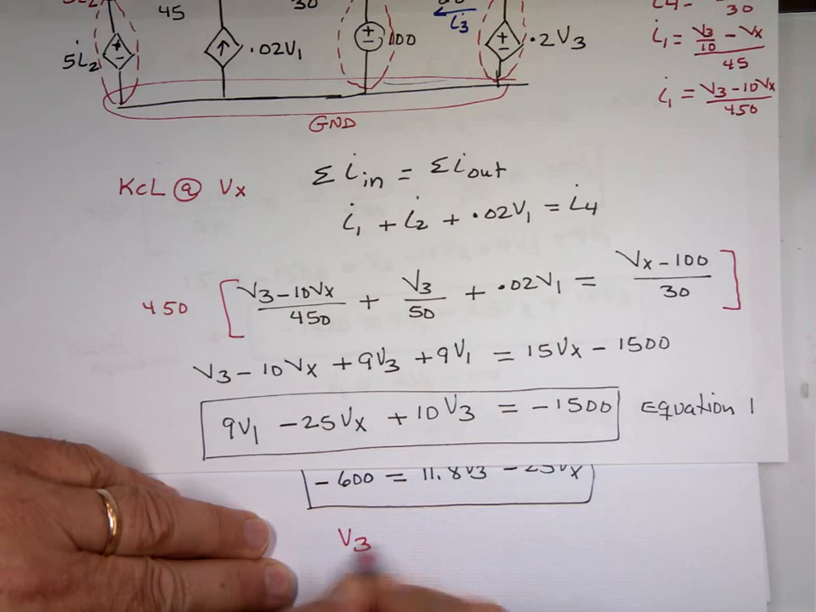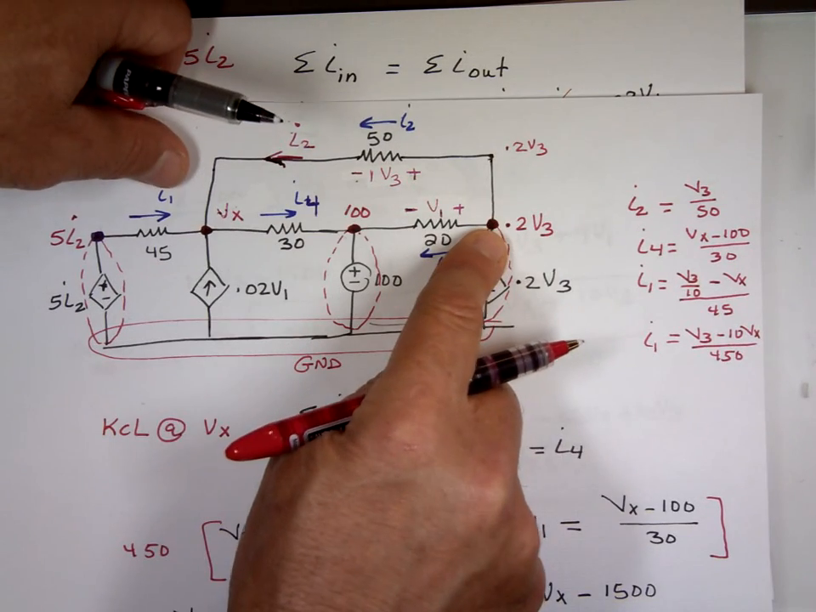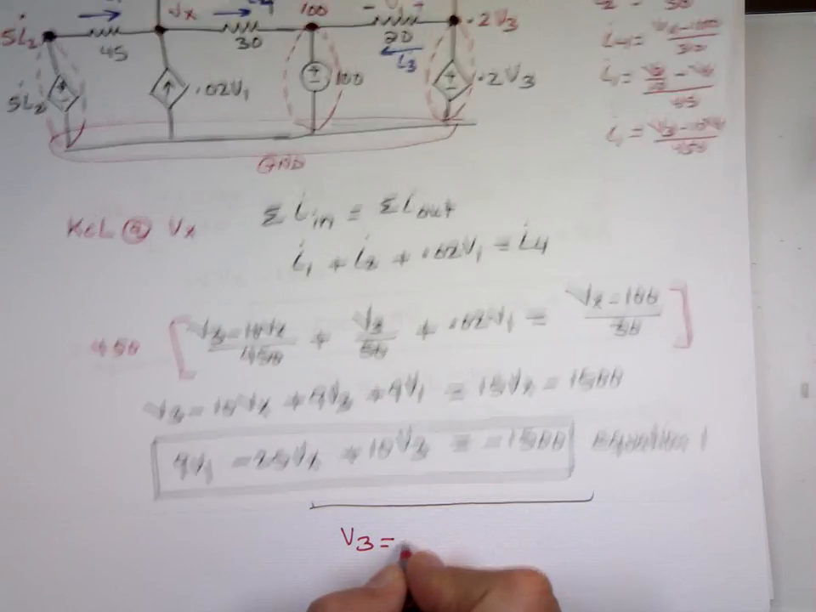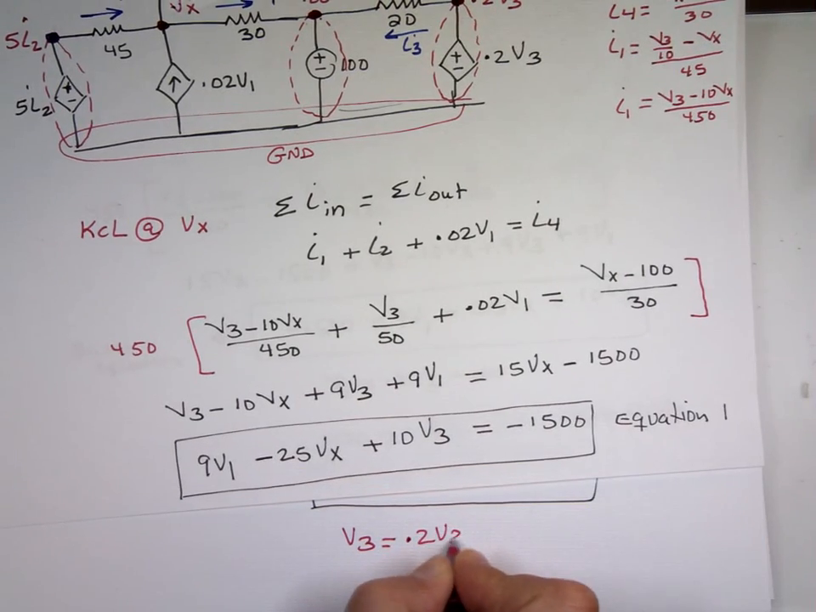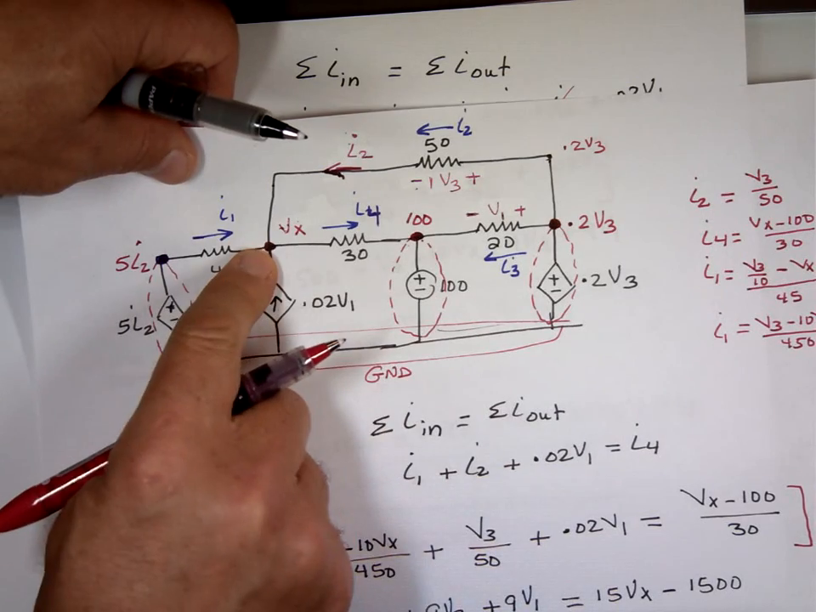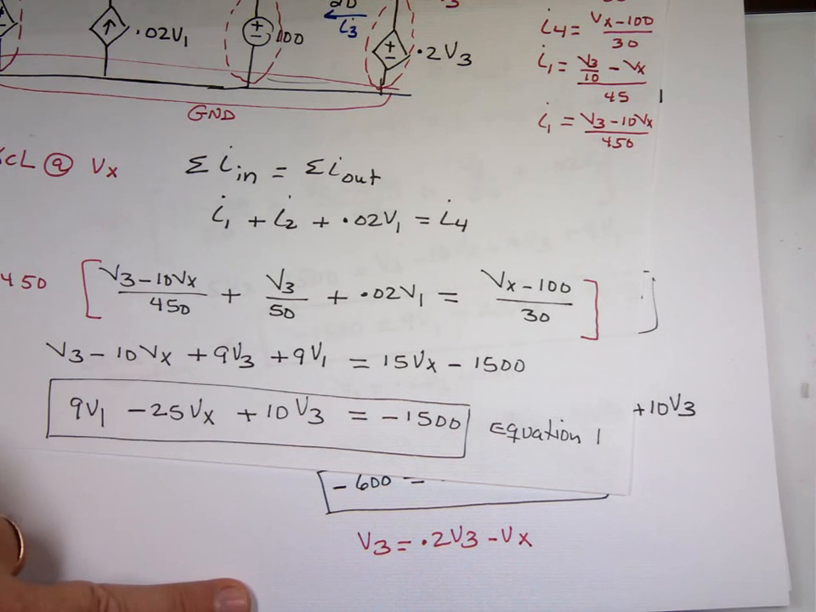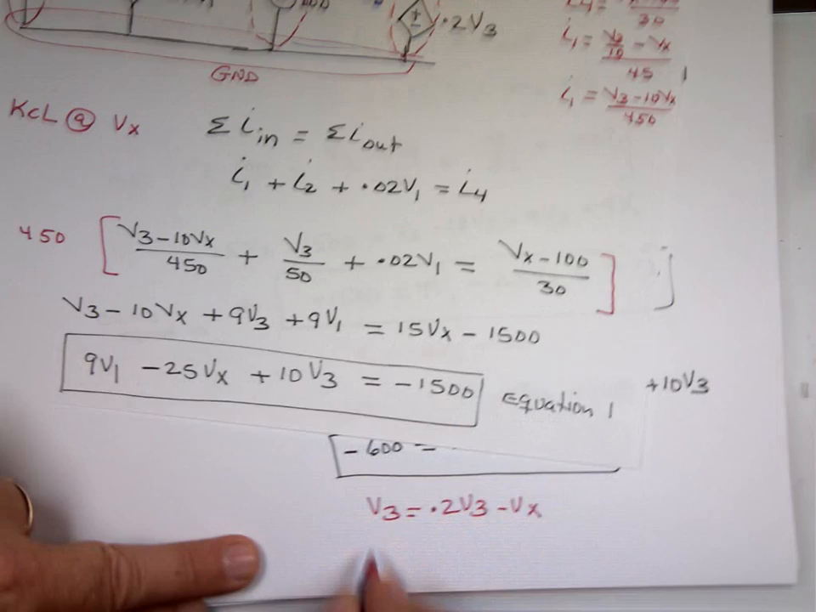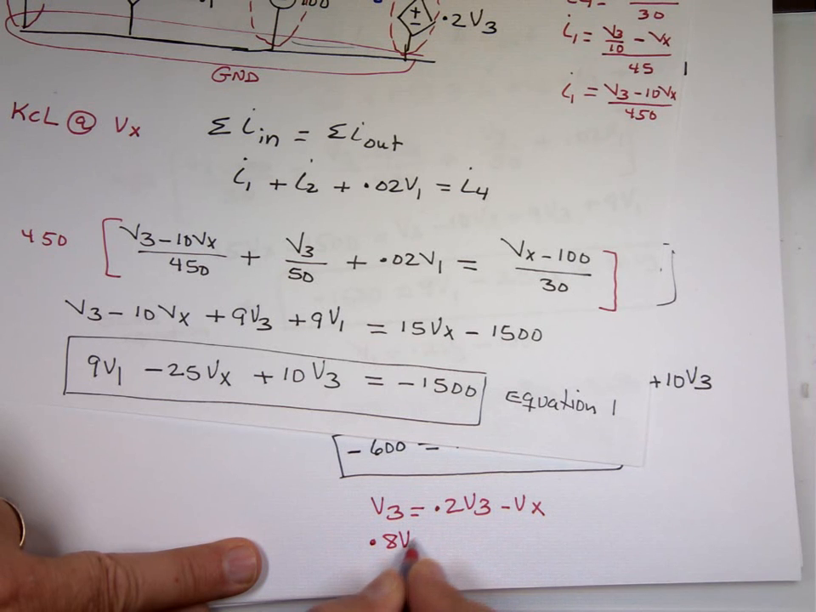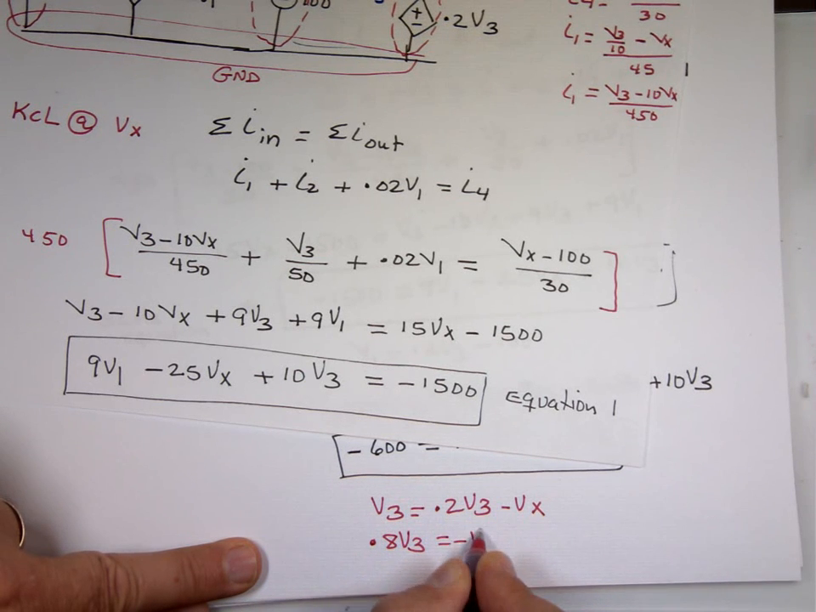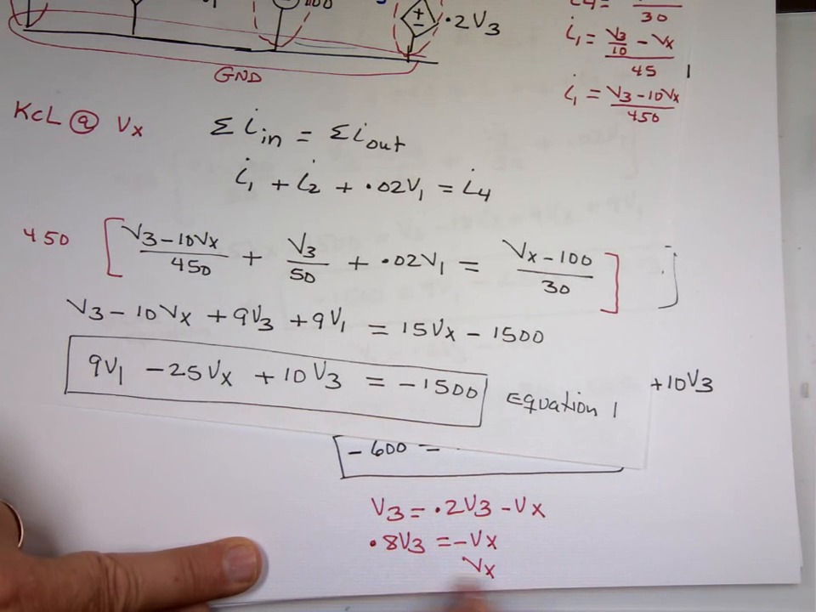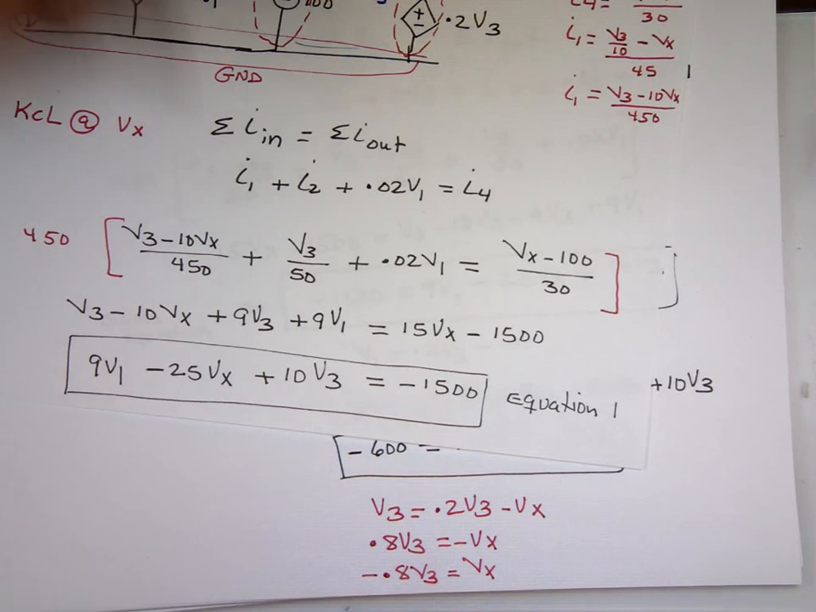Let's see what V3 is when you write it that way. V3 equals this voltage, which is what? 0.2 V3, minus this voltage, which is Vx. V3 minus... is that 0.8? Or Vx equals negative 0.8 V3. Can you plug it in now? Yes.